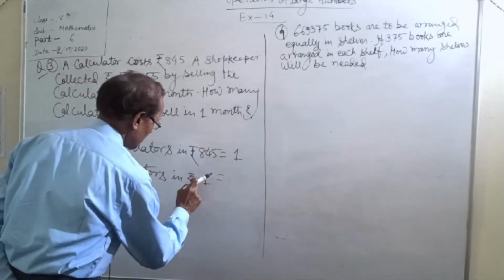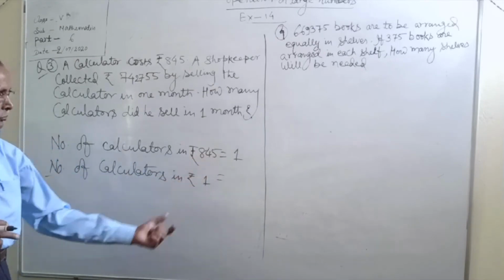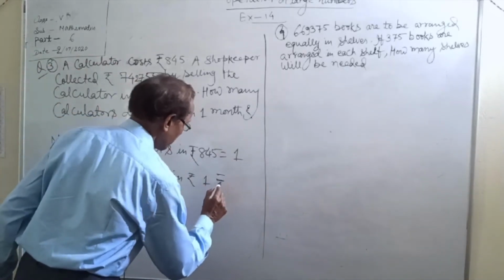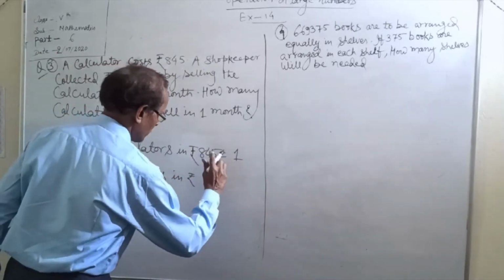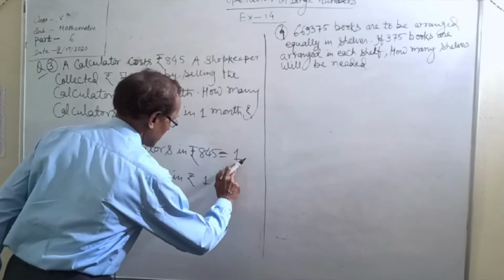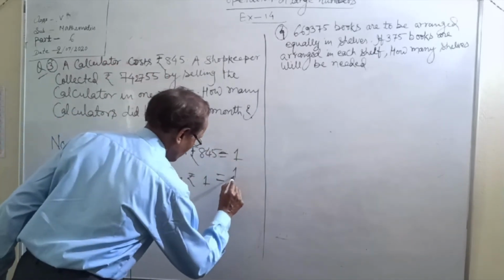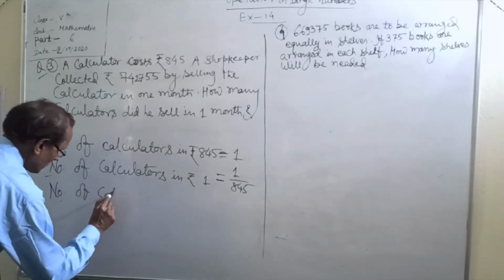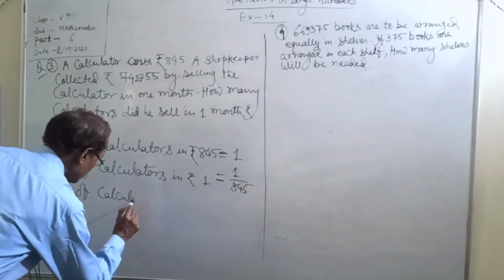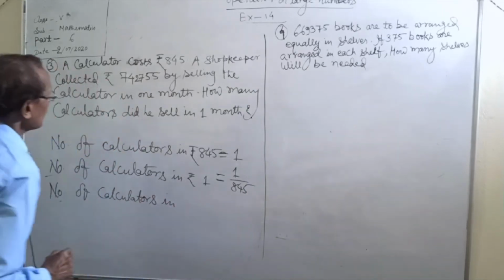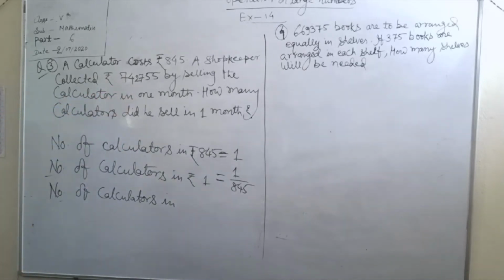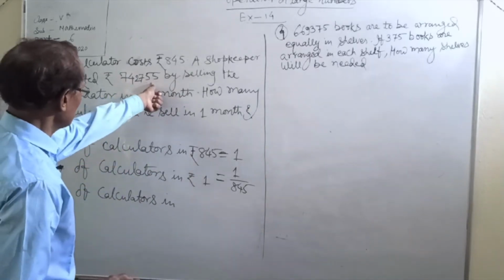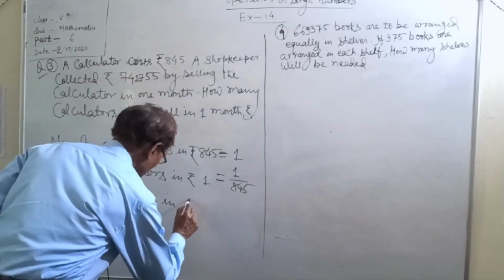So in rupees 1, because we are decreasing the value of the rupees, the number of calculators will also decrease. So for decreasing the value in the unitary method, what we do? Divide. And you have to keep in mind, we always divide the right side value by the left side value. So 1 divided by 845. Again, repeat the statement: number of calculators in rupees. How much amount he collected in 1 month? He collected 7,42,755. So in 7,42,755 rupees, what will be the number of calculators?